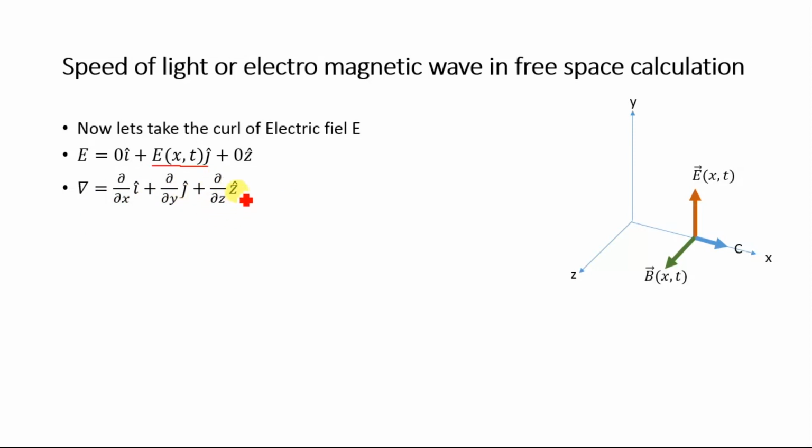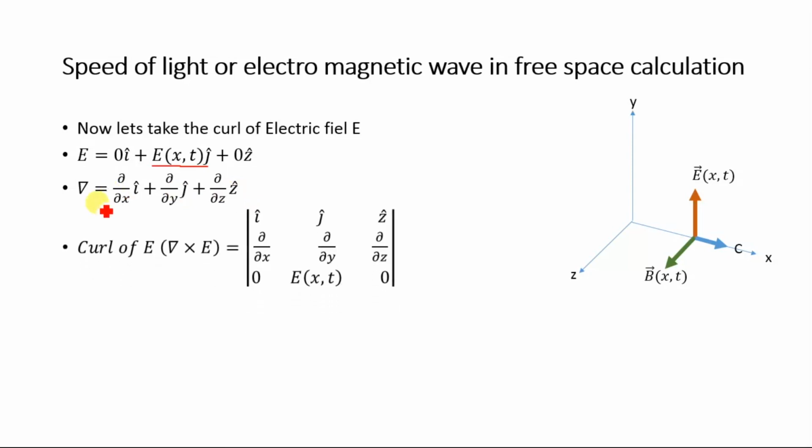Now taking the curl, del cross E, of this electric field using the determinant method, we can write this as the determinant of i, j, k; ∂/∂x, ∂/∂y, ∂/∂z; 0, Ex, 0. Now solving this determinant for i, j and k. For i, we will get ∂/∂y of 0 minus ∂/∂z of Ex. Now ∂/∂y of 0 is equal to 0. Similarly, this Ex is independent of the z axis, so we have 0.